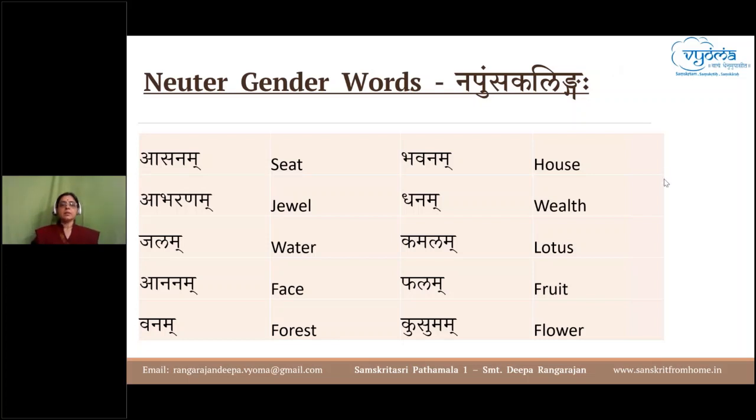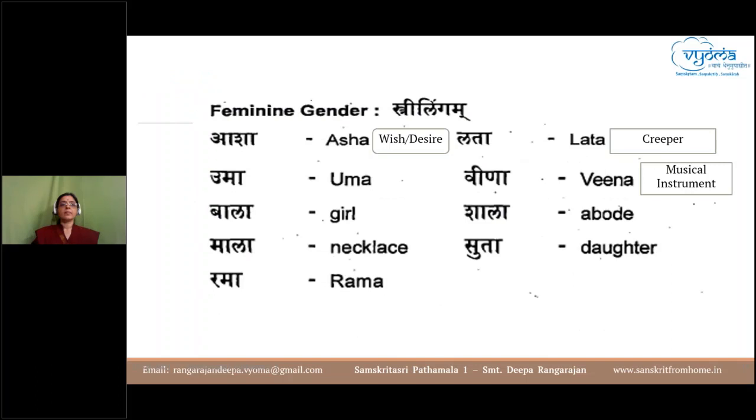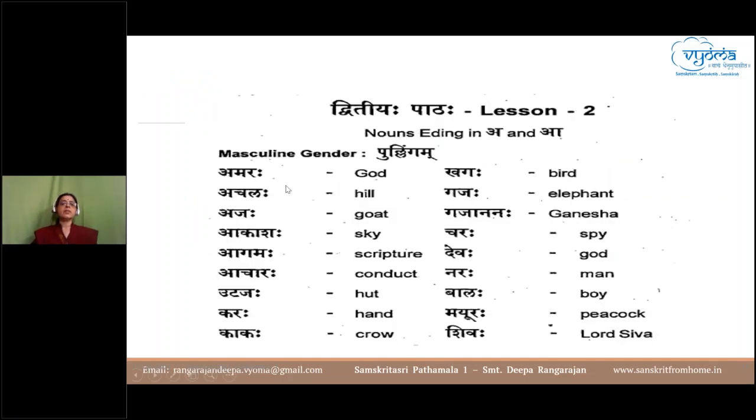So, we will go back to the Pullingam words. What did we observe here? All the masculine gender Pullingam words which are given here have an akara ending with a visarga at the end. So when there is a final akara followed by a visarga, we can, at this level, conclude that it is a Pullingam word. Just like amaraha, achalaha, there is aha at the end of every word.